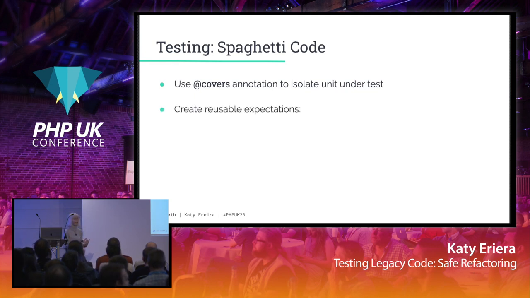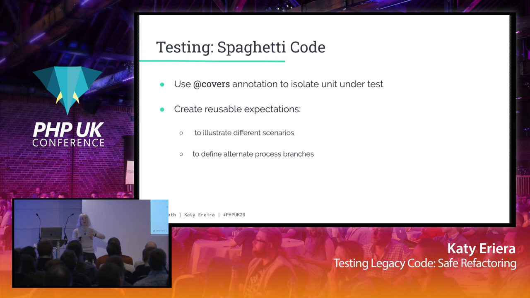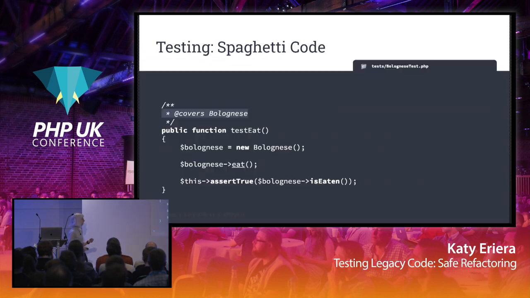I also like to create reusable expectations. So for example, I might illustrate different process branches or scenarios that occur multiple times, or that I want to test multiple times in the spaghetti code. So yeah, here I've added the handy covers annotation, so when I eat the bolognese, I'm telling it that I only actually intended to test the bolognese class and not everything else that seems to come with it.